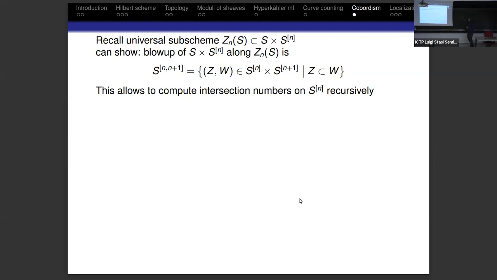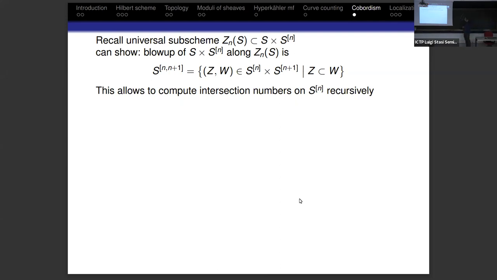So one can understand what happens if you apply this blow up, moving from S^[n] to S^[n+1]. So if you have a class on the Hilbert scheme of n plus 1 points, you pull it back to this thing and you push it forward to this. And you can understand what you're doing when you do this to a certain extent.